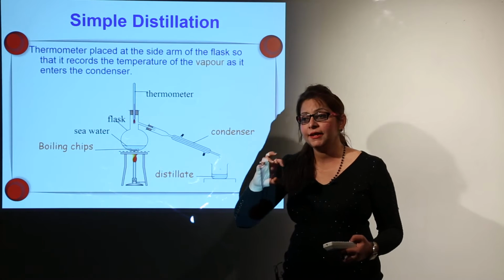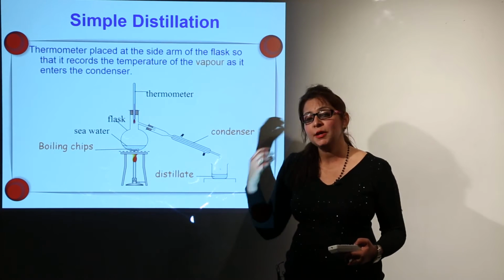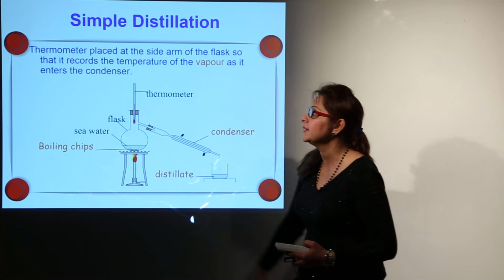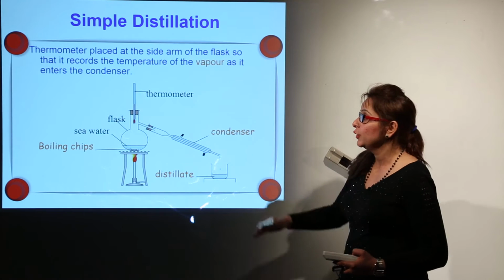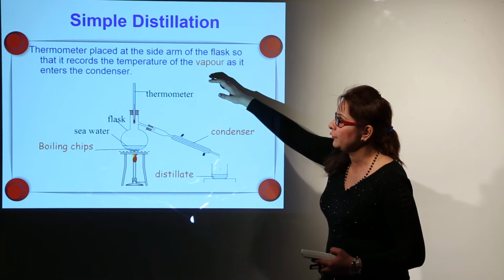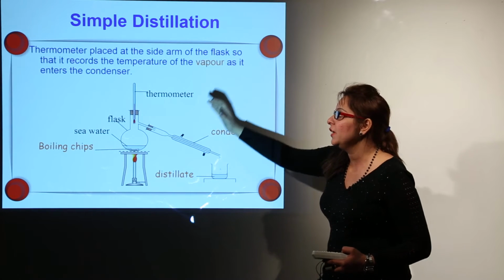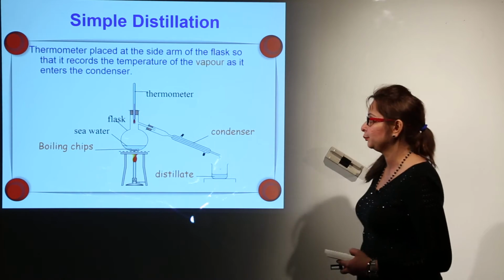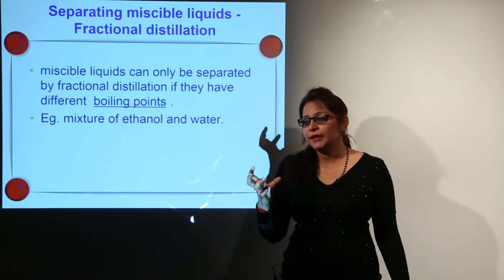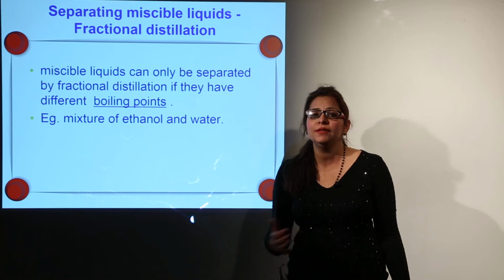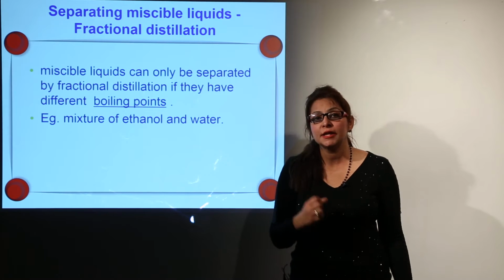So, just to maintain an even temperature, or to know the boiling point of the substance, or to know at what temperature it should be heated, the thermometer is present for that. You can see it is placed so that it records the temperature of the vapor when it enters the condenser. So this is how we separate mixtures: we can separate a solvent from a mixture by the process called simple distillation.